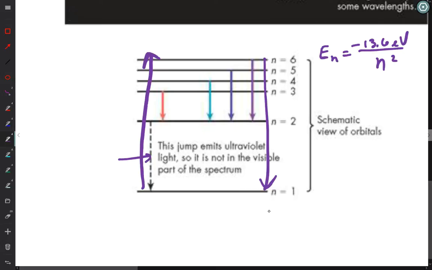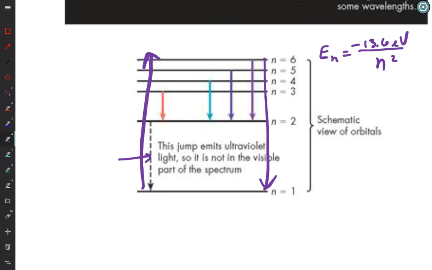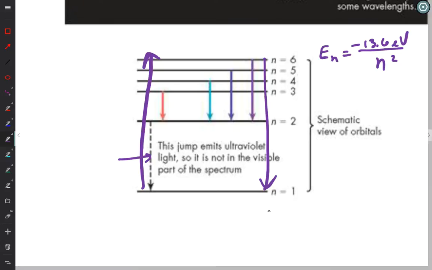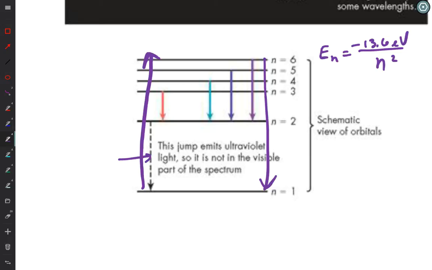And if it goes to any state that's not 2, notice the spacing of the bands. Because you're dividing by n squared, as n gets bigger, the spacings between them get smaller and smaller. Anything that falls down to n equals 3 or n equals 4, those are too low of energy. Those are going to give you infrared radiation. So the only thing we can see with our eyes from hydrogen is things falling down into n equals 2.